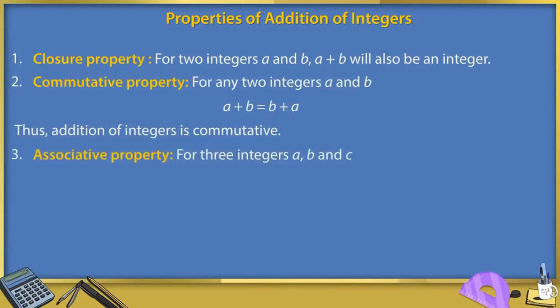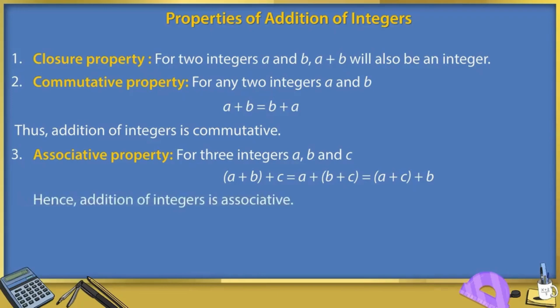3. Associative property. For three integers a, b and c, (a + b) + c is equal to a + (b + c), which is equal to (a + c) + b. Hence, addition of integers is associative. 4. Additive identity. For any integer a, a plus 0 is equal to 0 plus a, which is equal to a.